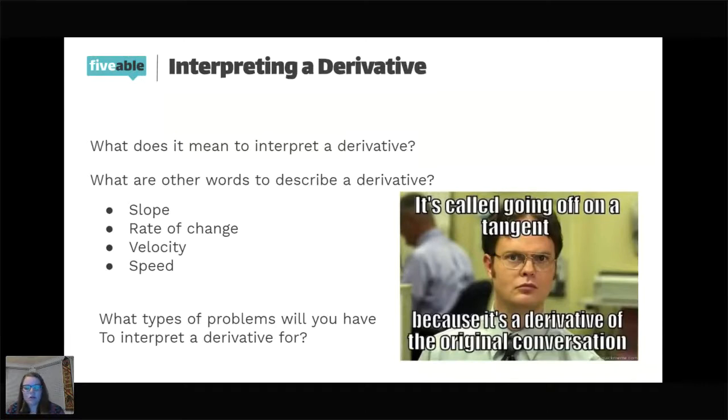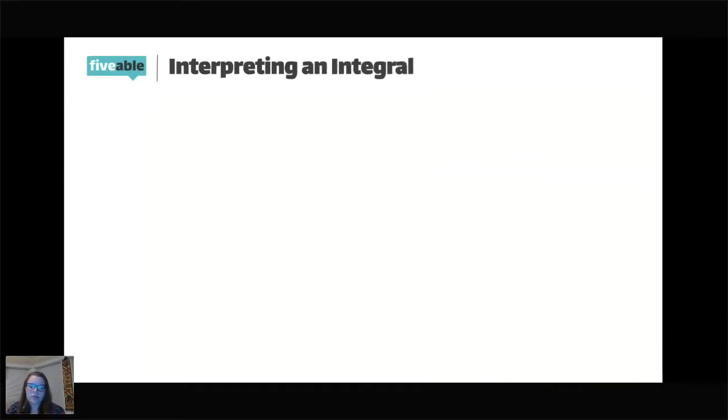Okay, so let's go and do the same thing now with integrals. So this won't look too much different, but still good to go over as well. Okay, so what does it mean to interpret an integral? Well, it means the same thing as interpreting a derivative, just to understand it in context of the problem. Then we want to make sure that we really understand the words that are commonly associated with integral.